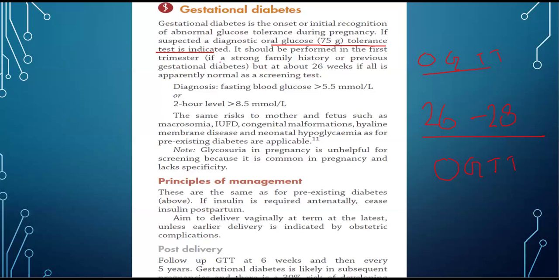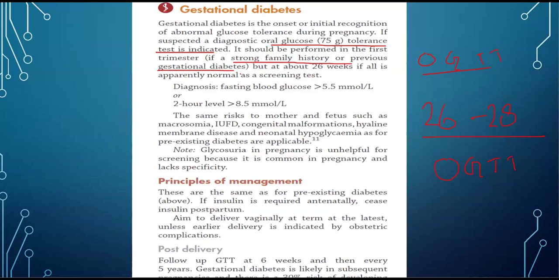It should be performed in the first trimester or first antenatal visit if there is a strong family history of diabetes or if the patient had previous gestational diabetes. In these two situations, you would do it as a first trimester blood test, but in all other cases, you can do the OGTT between 26 to 28 weeks.